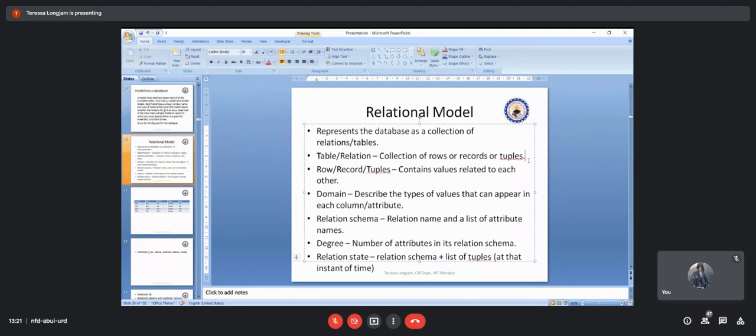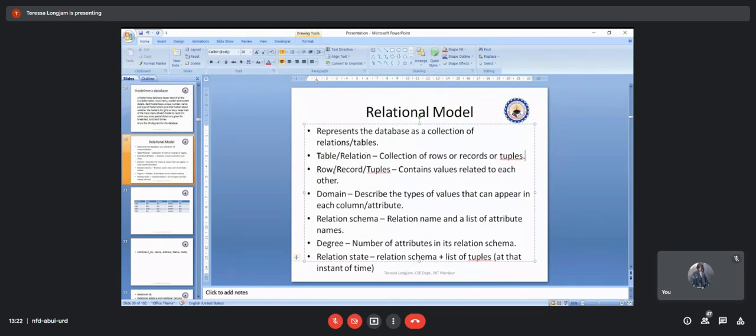Say for example a book. In the ER diagram that we saw in our previous classes, the library management system, we have the book entity type, isn't it? We can use a relation to represent that particular book entity type. This book entity type is a collection of individual book entities, isn't it? So each row or each tuple in the relation is going to represent such an individual entity.